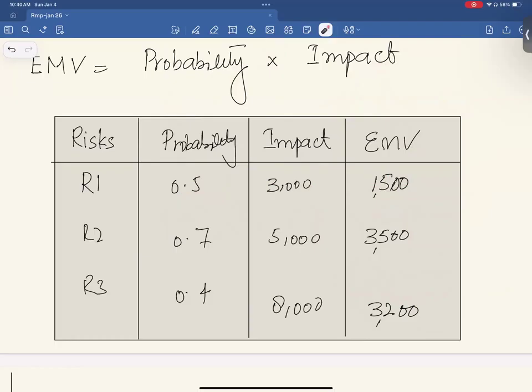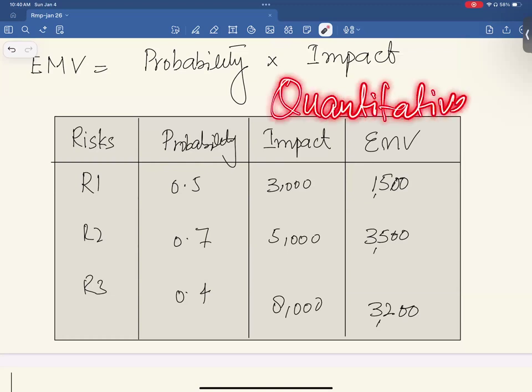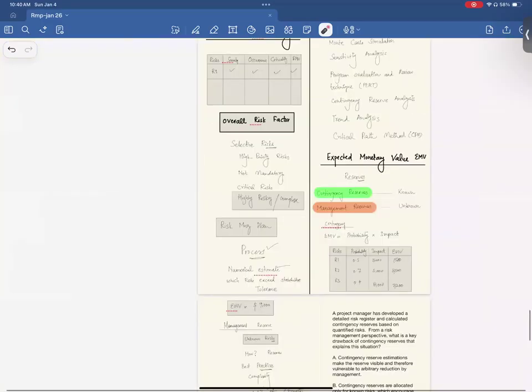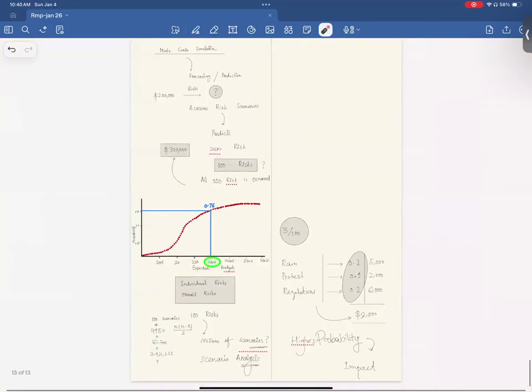Ahmad, is it all clear? I was thinking it's a qualitative analysis. No, it's quantitative analysis, since values are involved. It's not qualitative, okay, it's quantitative. All right. Okay, fine. Thank you.